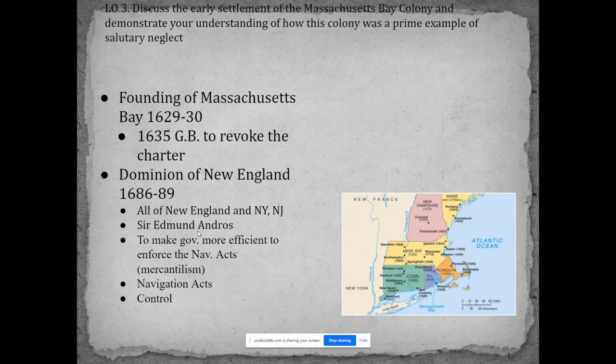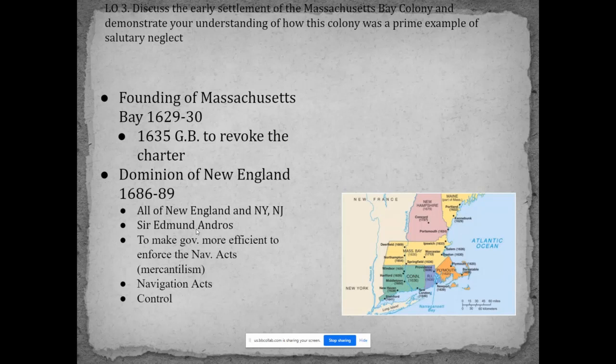And what he fails to appreciate is that from the founding of Massachusetts in 1629 to 1686, we're talking about 50 years here. These people were used to governing themselves. And so possibly the Dominion of New England could have succeeded if this guy was a little bit more patient and sensitive to the 50-year culture that had developed in Massachusetts, right?